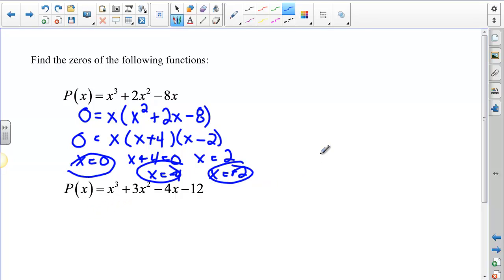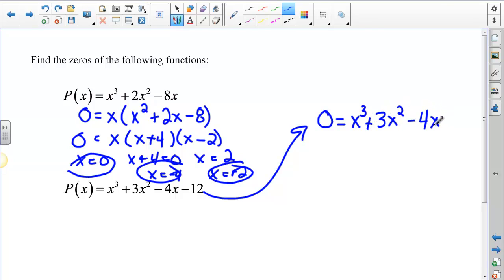Here's the last one we're going to do. I'm going to pull this up over here and say 0 equals x cubed plus 3x squared minus 4x minus 12. And this I'm going to actually group. So I'm going to group these two and group these two. Common in those first two is x squared, leaving me with x plus 3. Common in the next two is negative 4, leaving me with x plus 3. That's good.